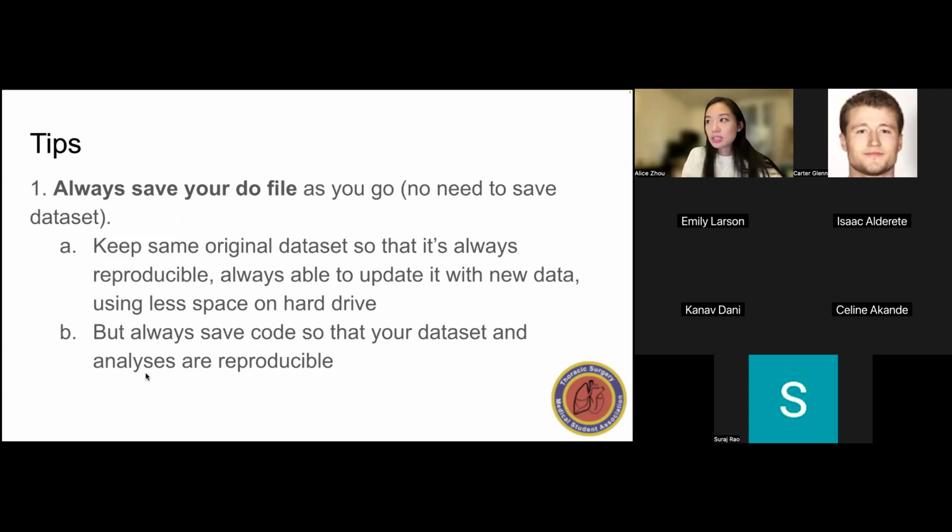So what I do is I always save my do file as I go, and then I always keep the same original data set. So that way it's always reproducible. So every time I open a project, I essentially open the same original data set. I manipulate it the same way every time using my saved do file commands. And then I save the do file, but I never actually save the data set. And this way you also don't have to make multiple copies of your data set over and over again for each project. It saves space on your hard drive or whatever drive you're saving your data on. But again, the key is to always save your code so that your data set and your analyses are reproducible every time.